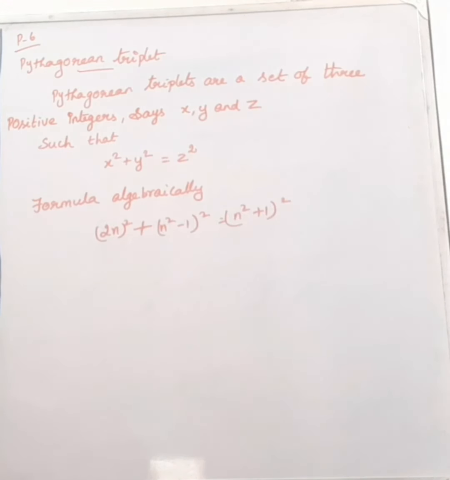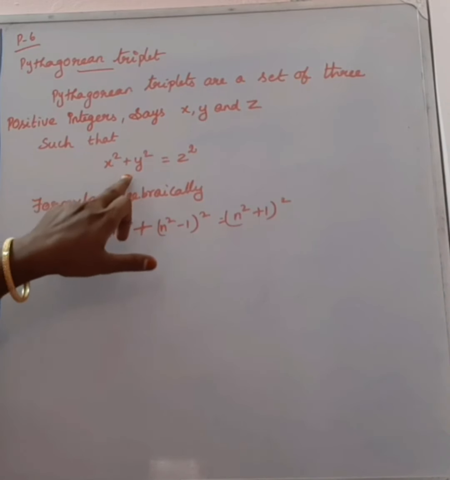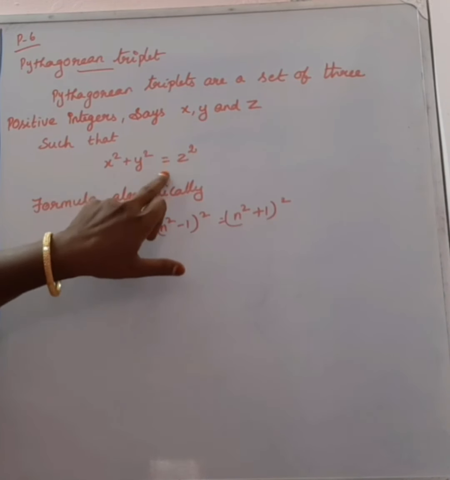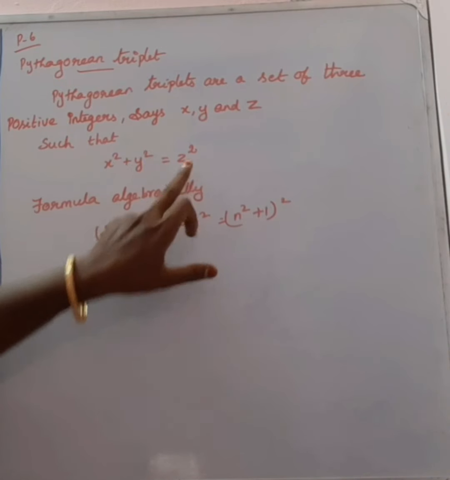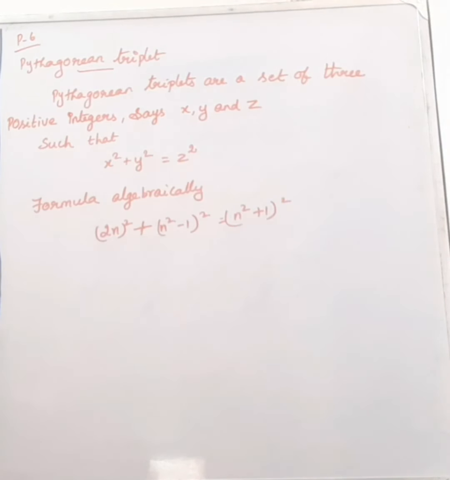Okay. And the remaining numbers as x and y. Now the formula is x squared plus y squared is equal to z squared. This is the Pythagorean triplets formula. Okay. So already we know that we want to be clarified with the Pythagoras theorem. So what is the Pythagoras theorem?